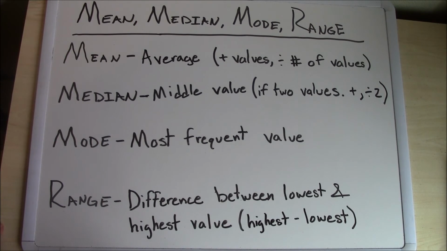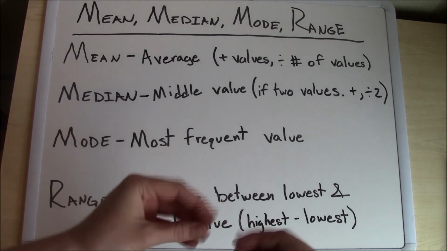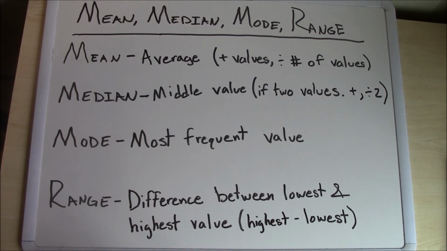Plus, once you have them lined up in order, it's easier to find the mode because they're all arranged and whatnot. So those are the definitions of mean, median, mode, and range.